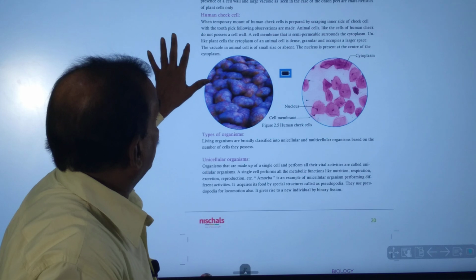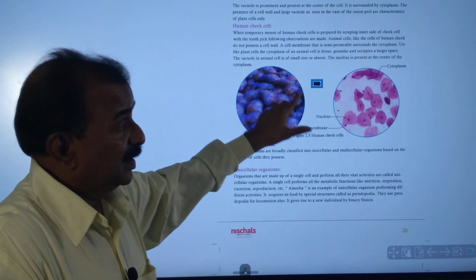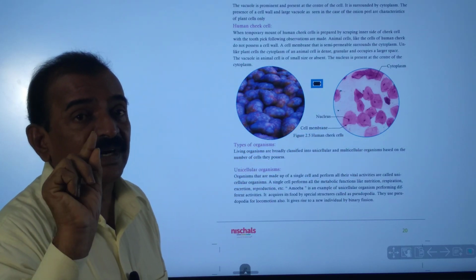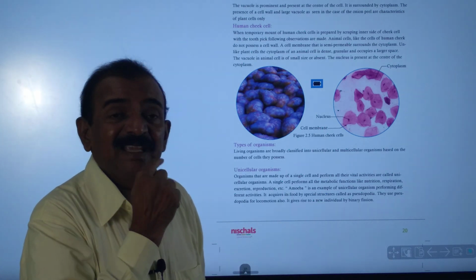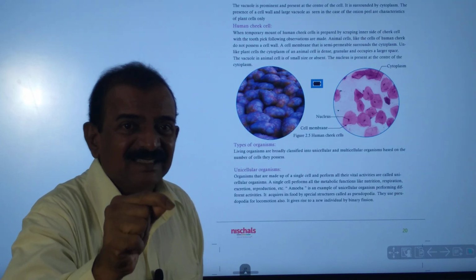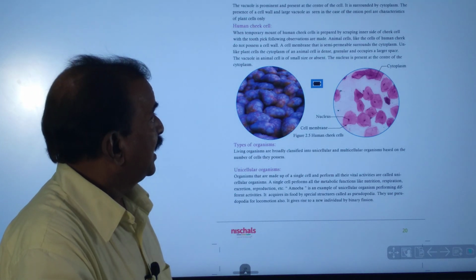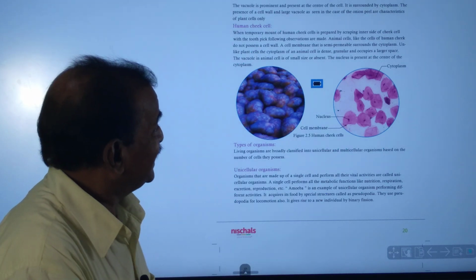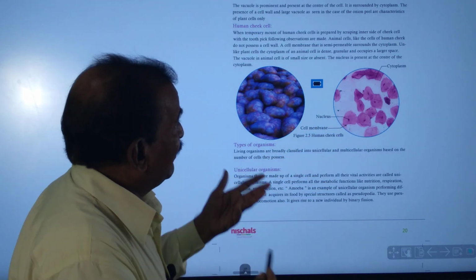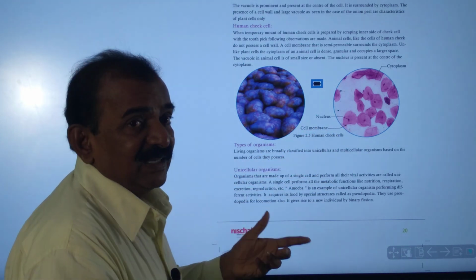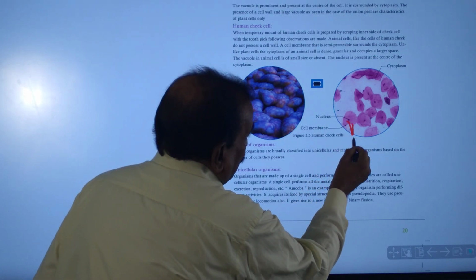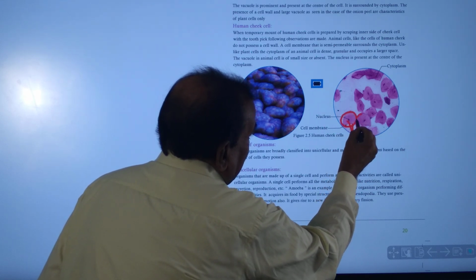Now you need to understand about the human cheek cell. This is the human cheek cell. If you take a scrape using a toothpick from your mouth, take it on a slide and add 1 drop of water, and keep it under a microscope, you can see a structure like this. This is the human cheek cell. Our human cheek cells, that is animal cells, have the nucleus at the center, and this is the cytoplasm. This is one cheek cell, and this is another cheek cell.